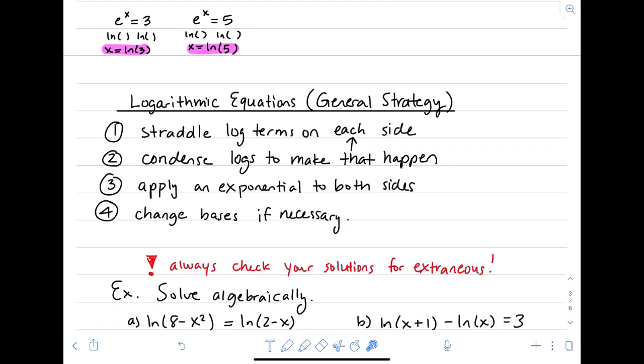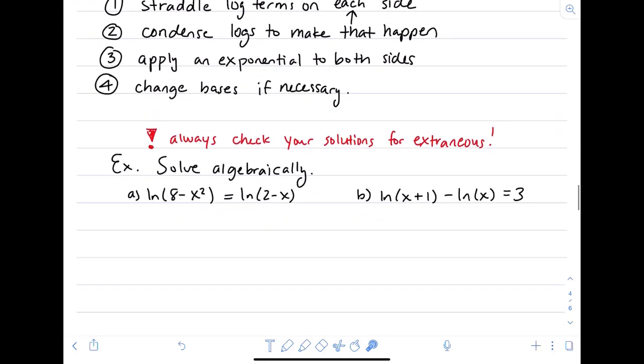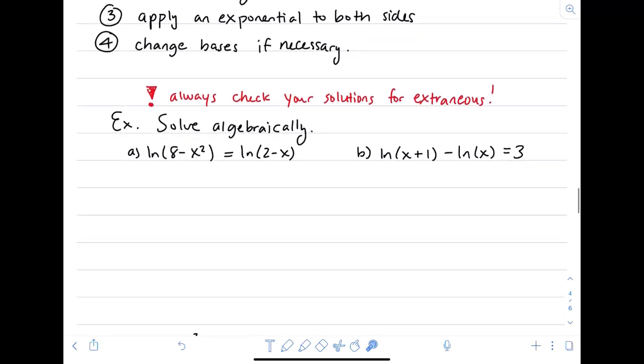Now the rest of these strategies are just what's going to work on a case-by-case basis. The first thing to try is maybe you can straddle your log terms and get one log term on each side. Maybe it's not immediately obvious that's going to happen, but maybe you can condense your logs to make that happen. Another thing you can do is apply an exponential to both sides. And then last, you can try changing bases. Perhaps that'll be helpful. And again, some equations you're not going to do all these steps on. So let's take a look at some examples.